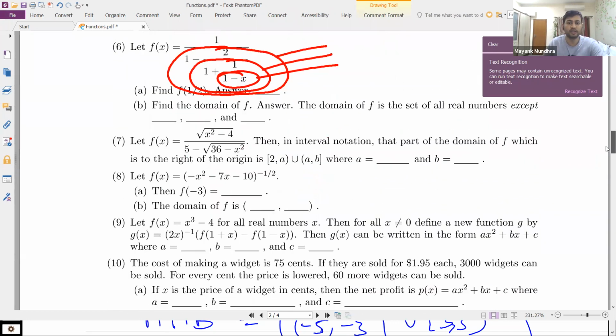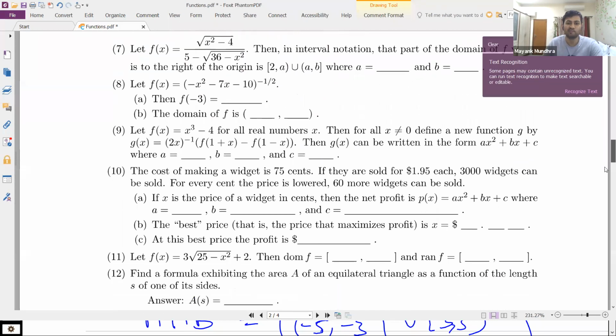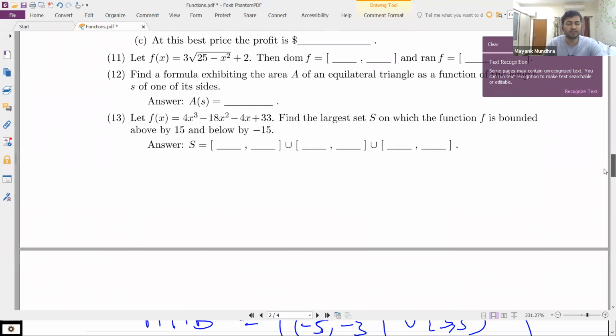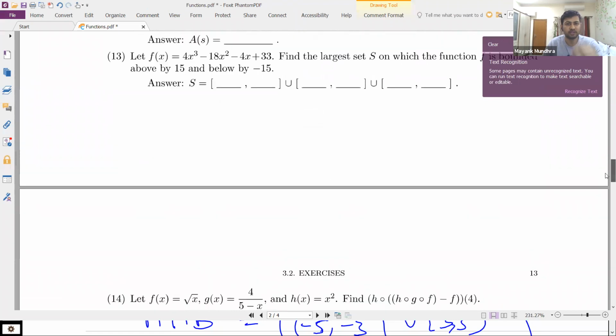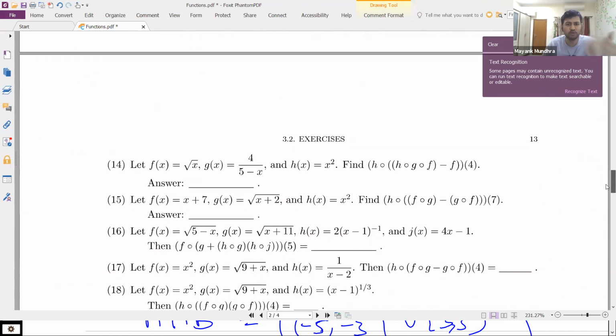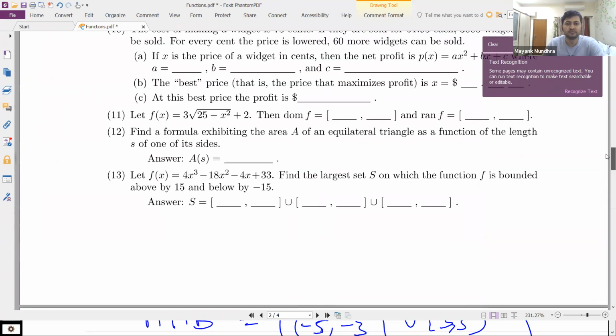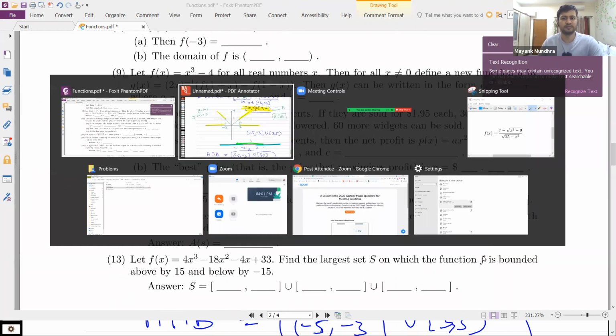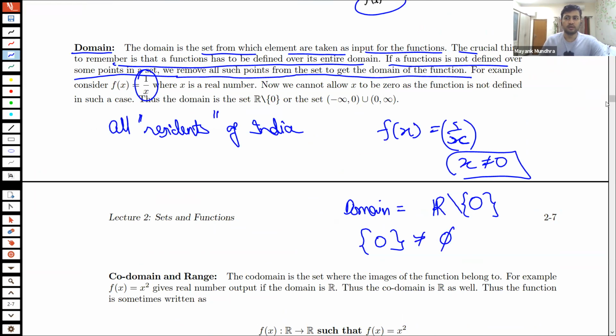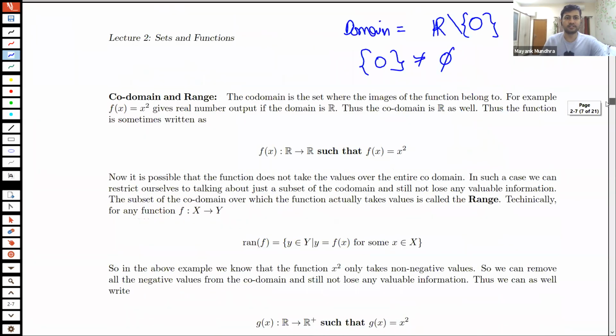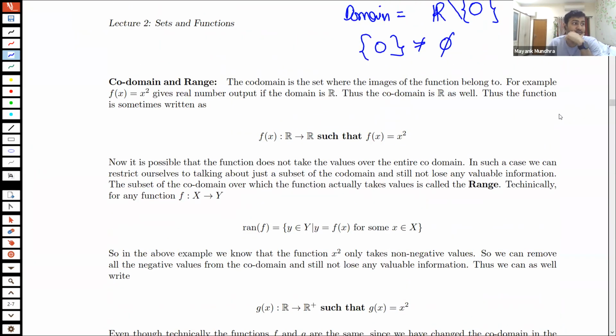Okay, so it's going to be cumbersome. It's going to take some time. I just want you to do till question number 13. That will be sufficient. No need to go beyond question number 13. All right. So that's about the domain, finding domain. It's an important part, an important exercise for you.